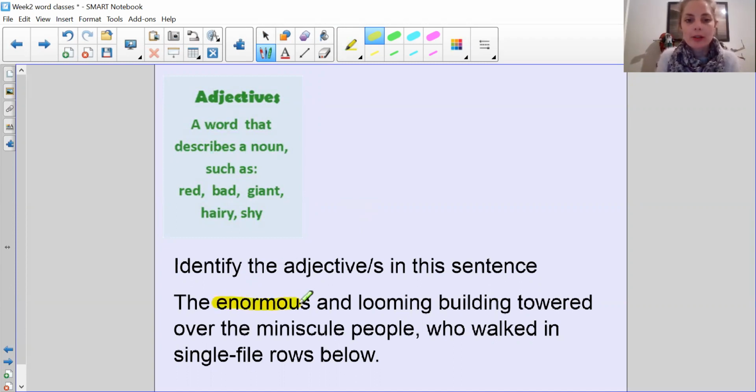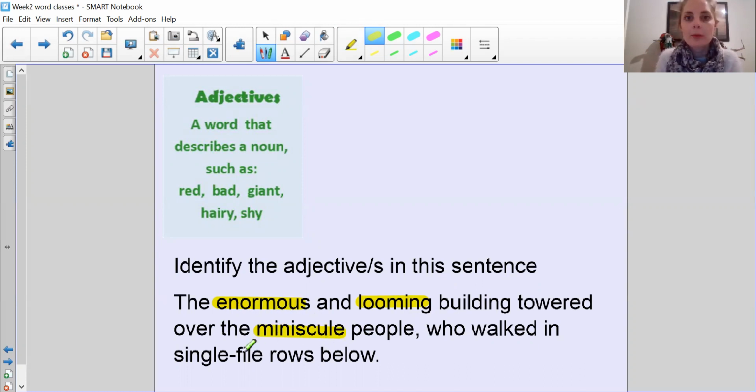Super. So we talk about the enormous, looming building. Both these words describe the word building. It tells me a little bit more. I can actually picture it in my mind. An adjective is great when we use it for writing because it really paints a picture for the reader. Minuscule, it towered over the minuscule people. It tells me that they're little, very small.